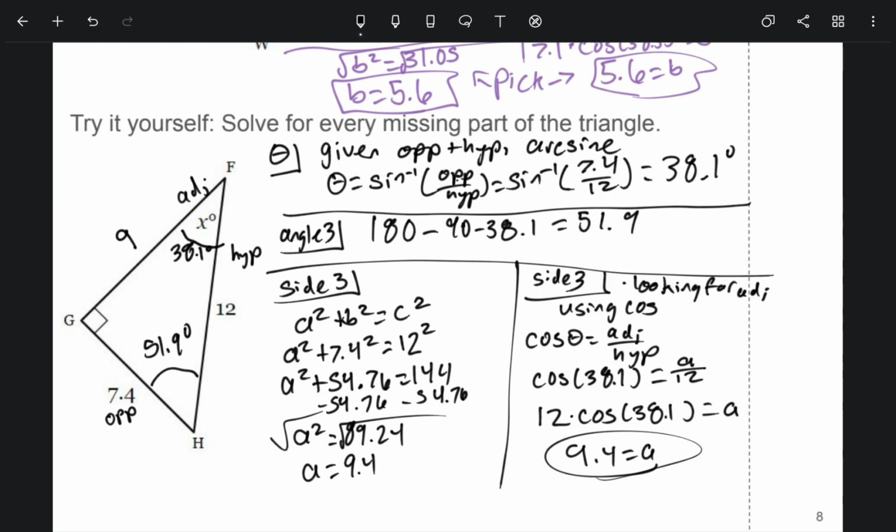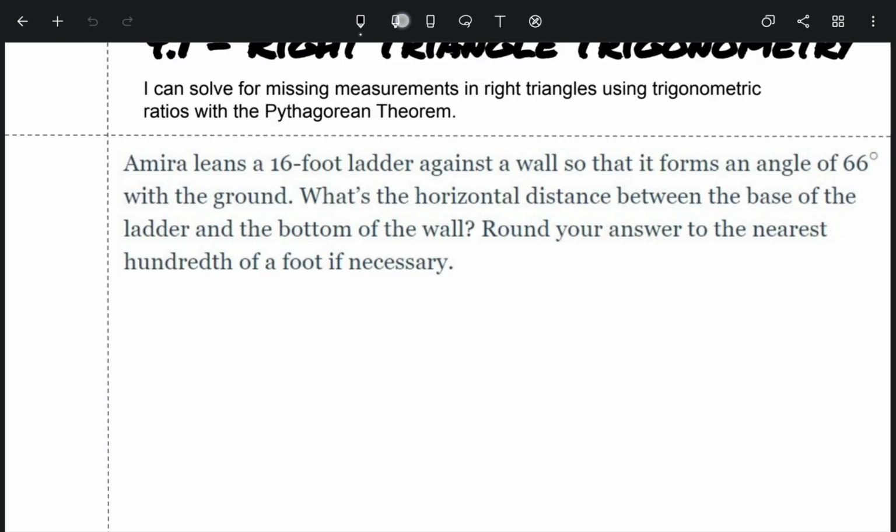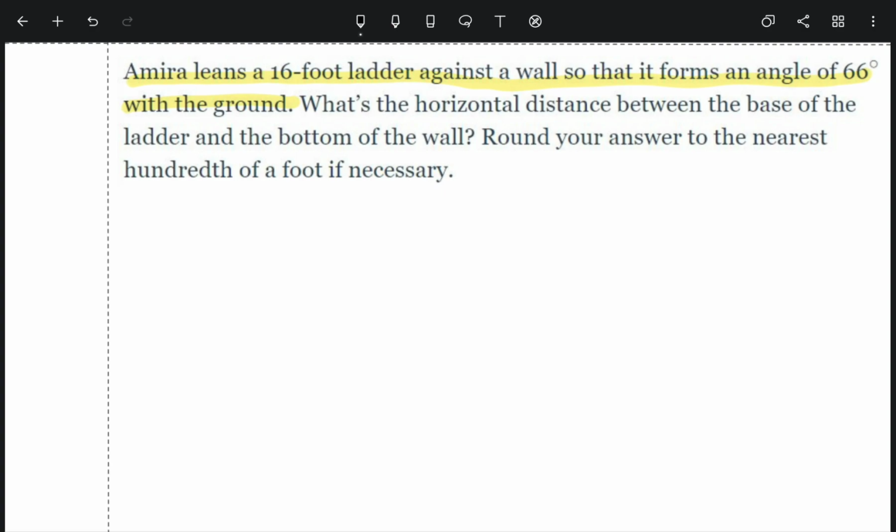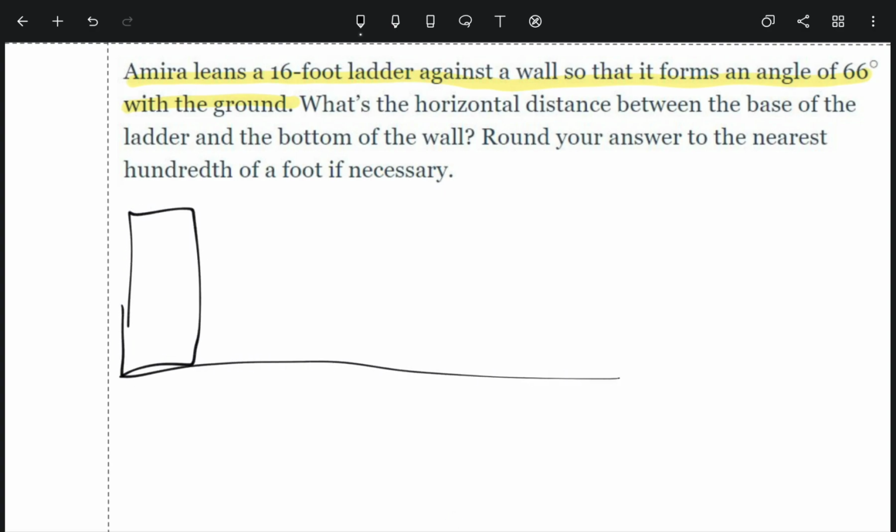Okay. Now I have one more example on the next page, so let's go. And this is a word problem. So Amira leans a 16-foot ladder against a wall so that it forms an angle of 66 degrees with the ground. Let's draw that out here. So we have some wall here, and we have our ground. I'm going to just assume this is a right angle because if your wall is leaning, you might want to get that looked at.